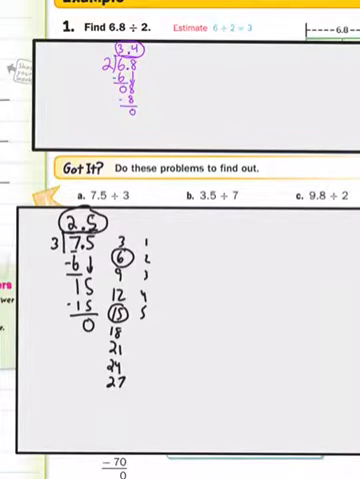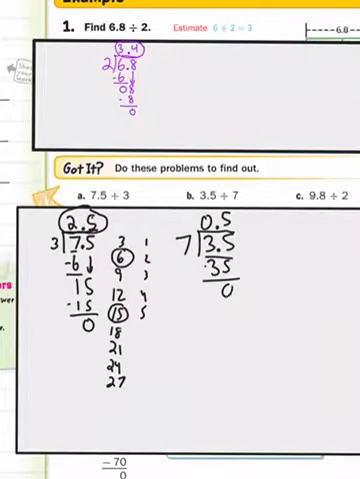Now in B, this one you could actually do really quickly. I'm going to do 3.5 divided by 7. Now once I put my decimal up in my quotient, think of it as a 35. And you might say, well, first off, 7 doesn't go into the 3, right? You might say 7 goes into 35 5 times. And 5 times 7 is 35. Subtract 0. I'm done. My answer is 0.5.